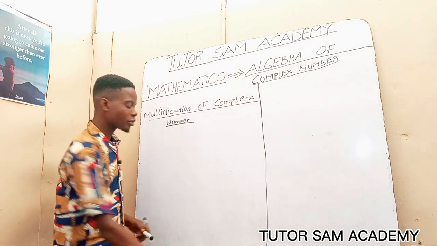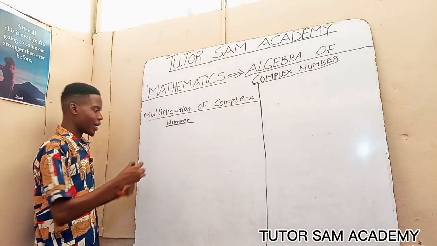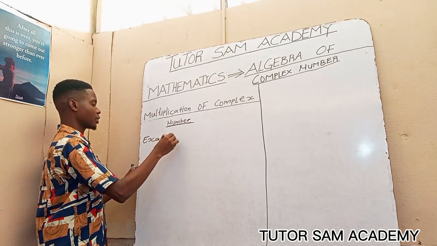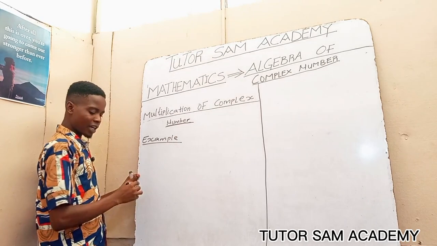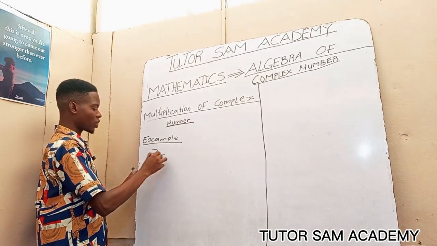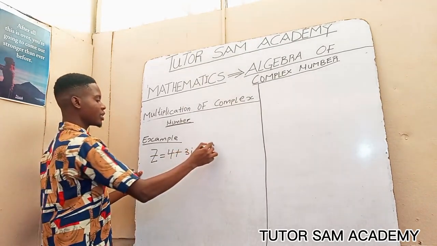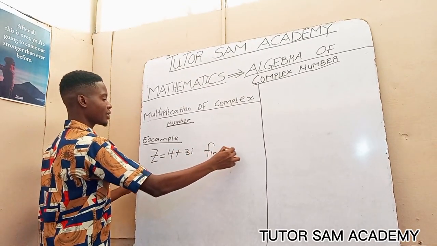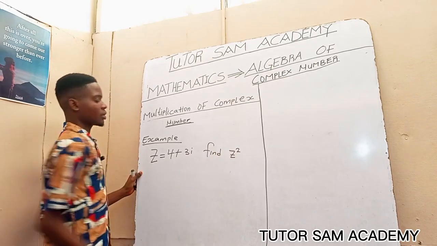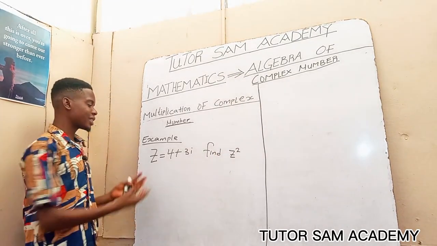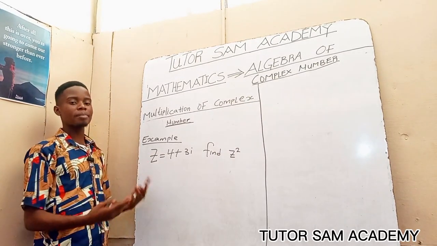So let's take an example. If I have z equal to 4 plus 3i, the question is: find z square. When they say find z square, it means z multiplied by itself.